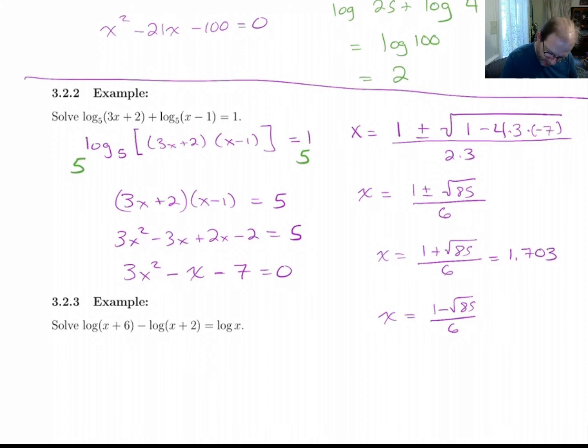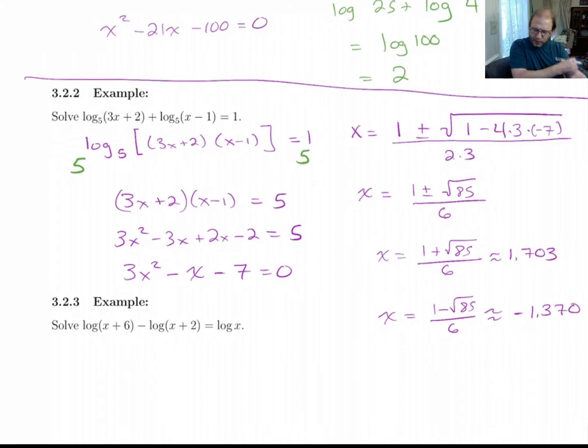And I'm going to make that a squiggly equal instead of putting dot dot dot on the end. That's approximately 1.703. And this one is approximately negative 1.370.